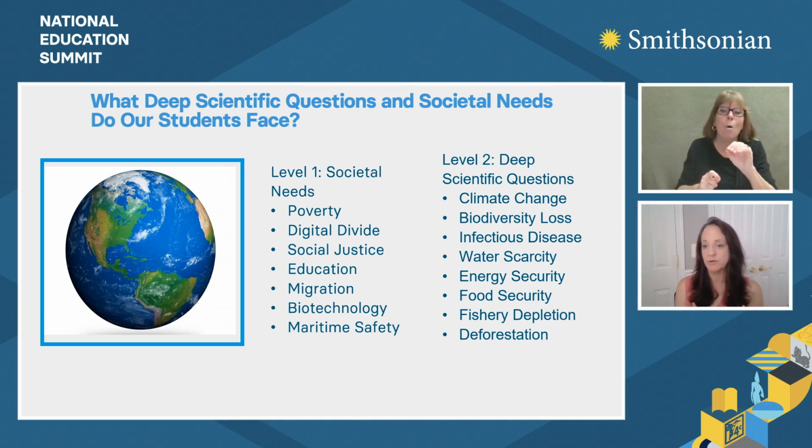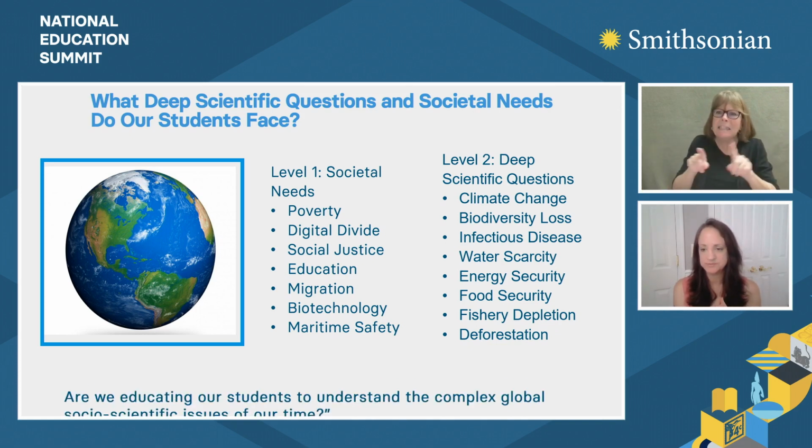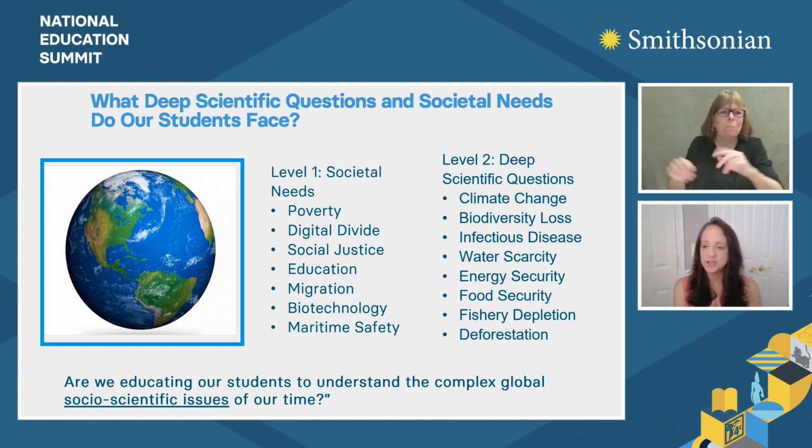We're living through a pandemic right now. So infectious disease, water scarcity, energy security, food security, being able to make certain that people have access to food, fishery depletion, and deforestation. Are we educating our students to understand these complex socio-scientific issues of our time? So while many of us might be science teachers, we're starting to recognize that it's not just science we're teaching, we're also teaching about these deep societal questions, and that we need technology, engineering, math, and other disciplines in order to answer those questions. Next slide.